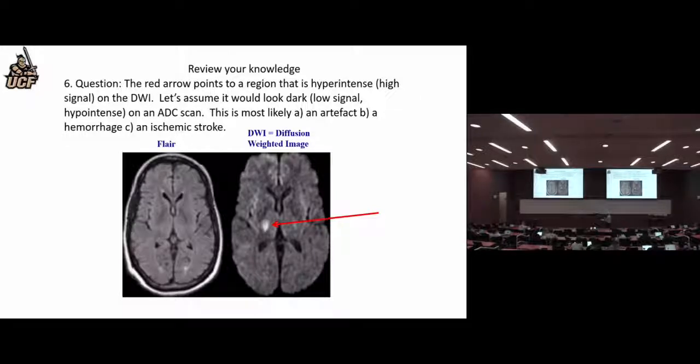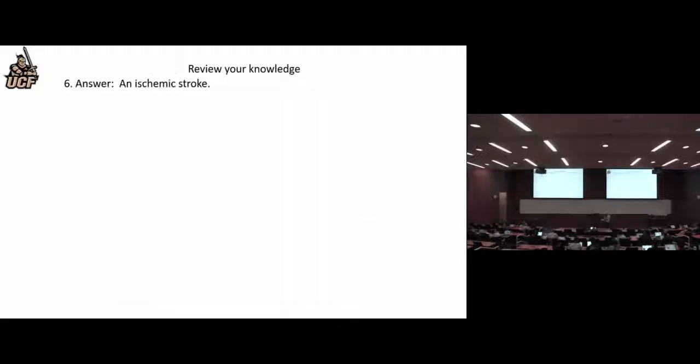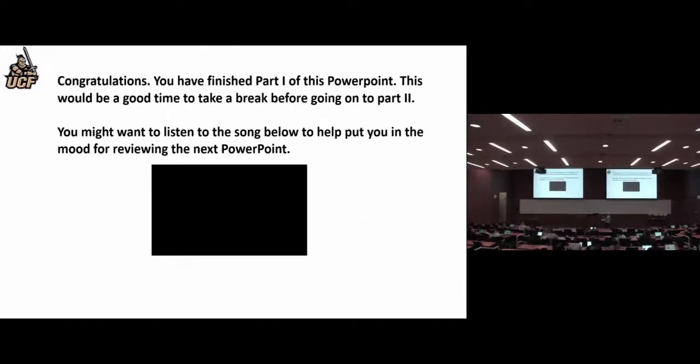And here's an area on the DWI that's hyperintense. Assume it would look dark on an ADC scan. What is this most likely to be? Yeah, ischemic stroke. It's most likely an ischemic stroke.